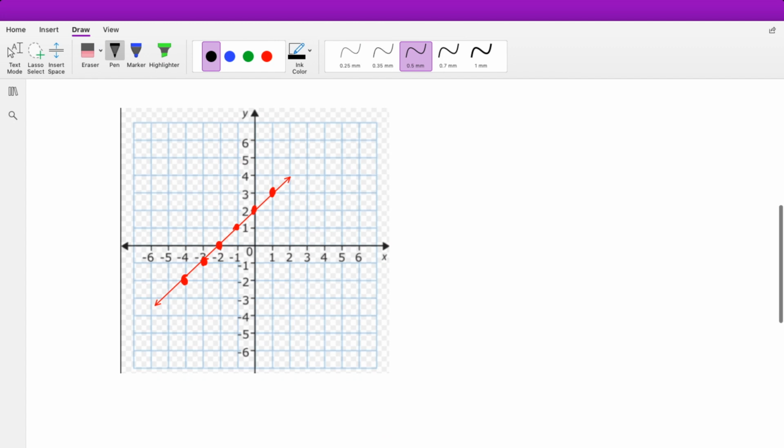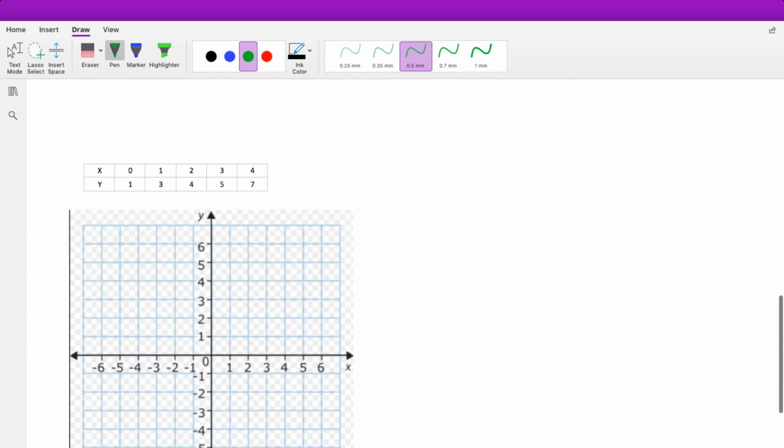Let's check, do we have a constant slope? We go up 1, over 1, up 1, over 1, up 1, over 1, up 1, over 1, up 1, over 1. Yes, this does have a constant slope, but does it pass through the origin? No, it does not. So this is linear non-proportional.